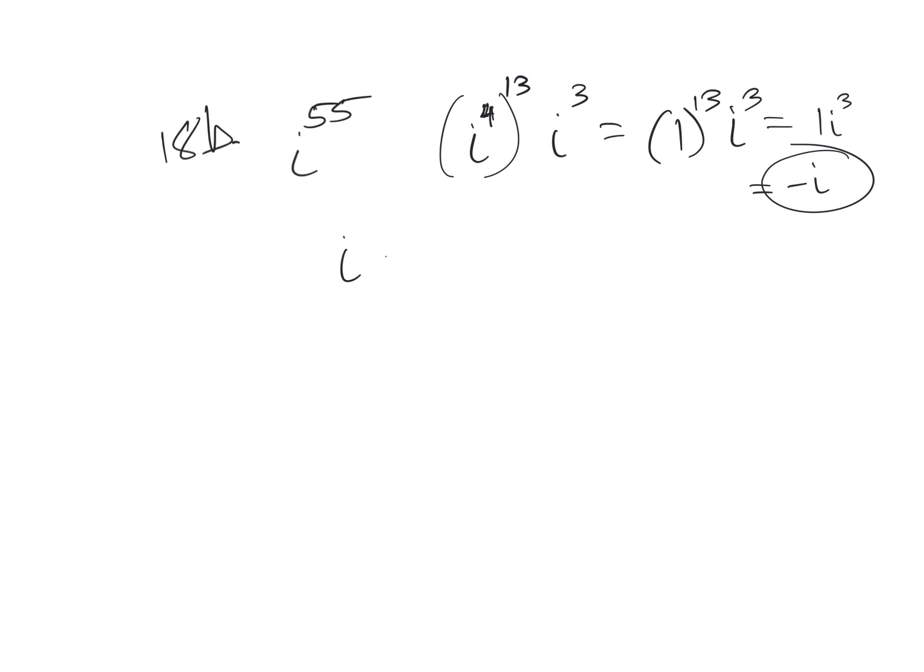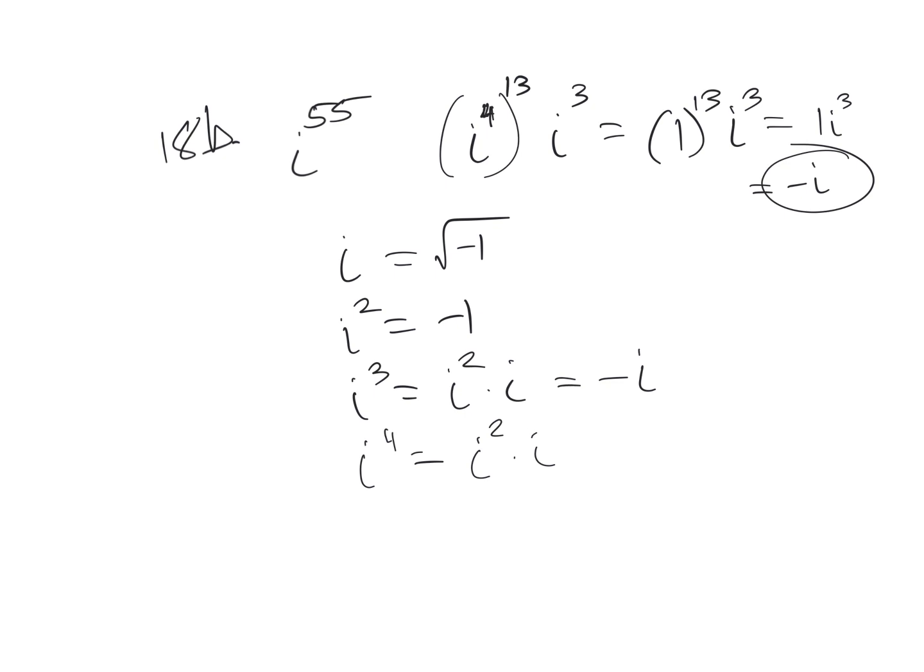So just in case, I squared is negative 1. I cubed is I squared times I, which is negative 1 times I. And I to the 4th is I squared times I squared. Negative 1 times negative 1, which is 1.